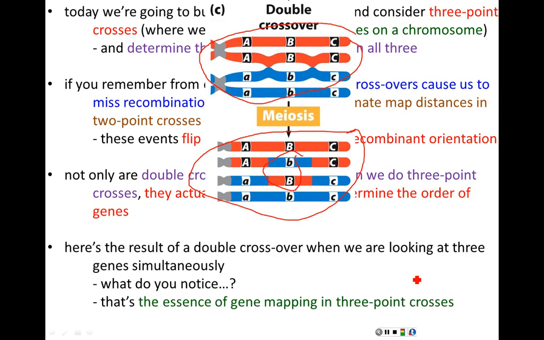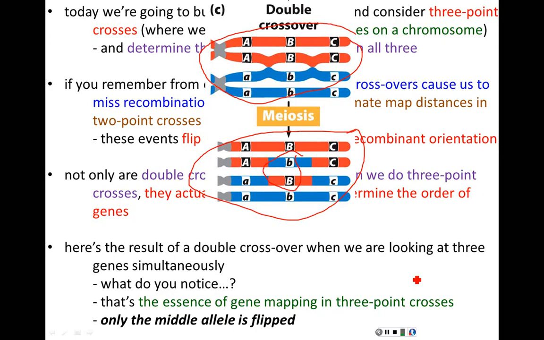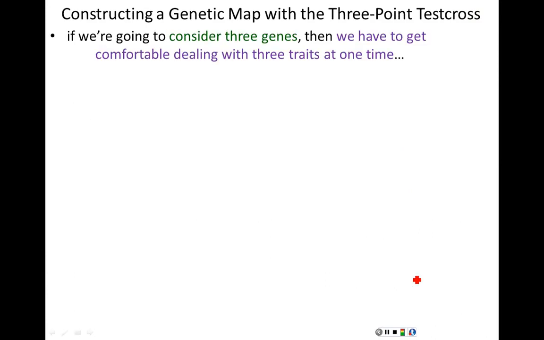So that's really the essence of gene mapping using 3-point crosses. You look for that middle gene and you spot it by looking at the gene that's flipped. The gene that I always say isn't traveling with his buddies anymore. On a 3-point cross, on a double crossover event, only the middle allele is flipped. So how do you construct genetic maps using this?